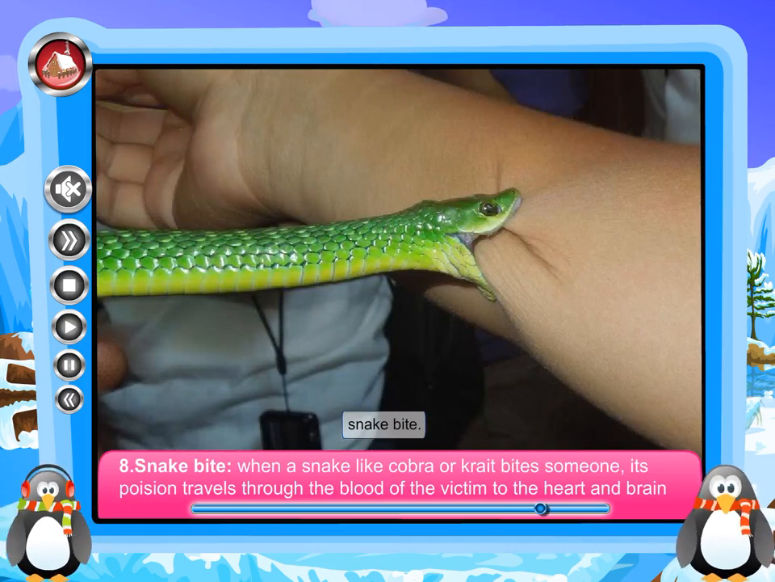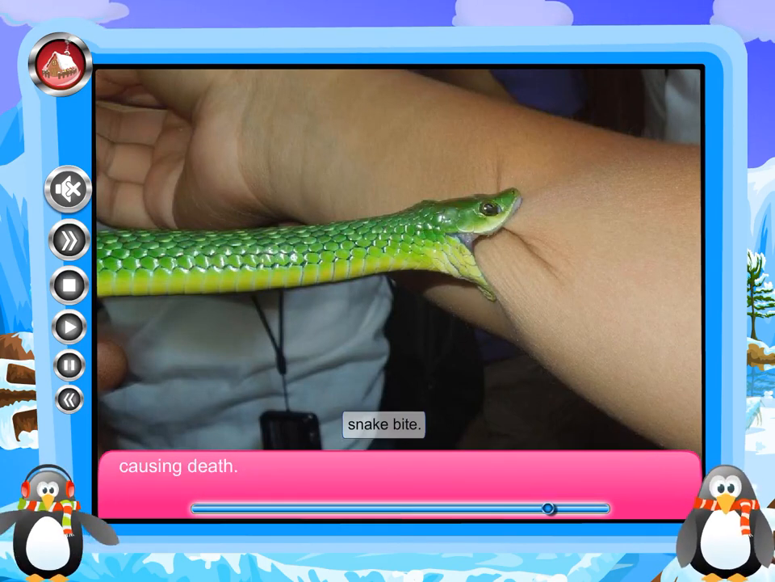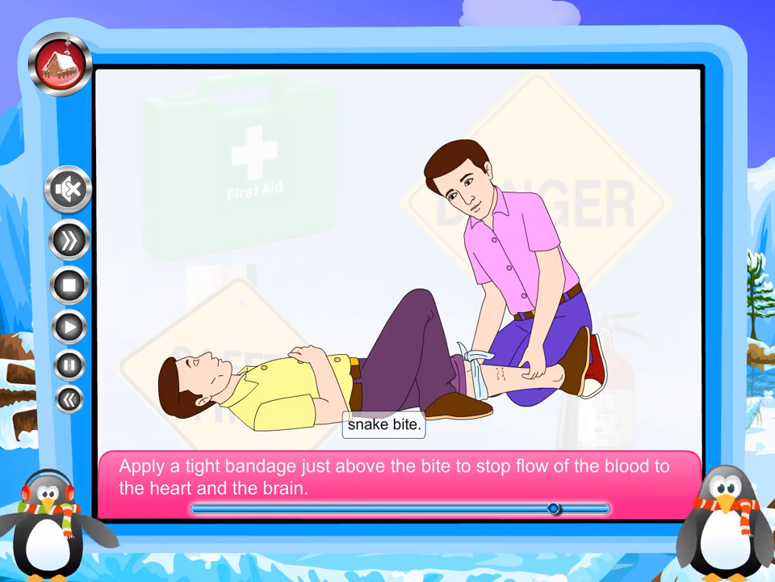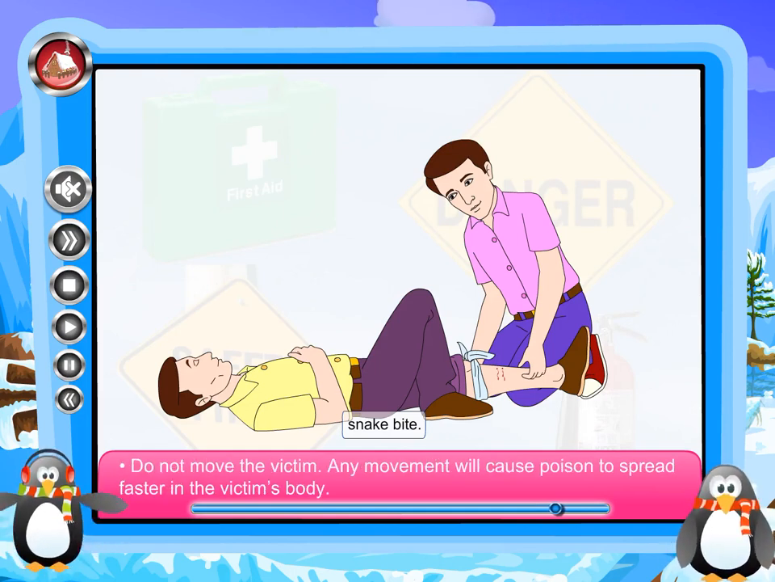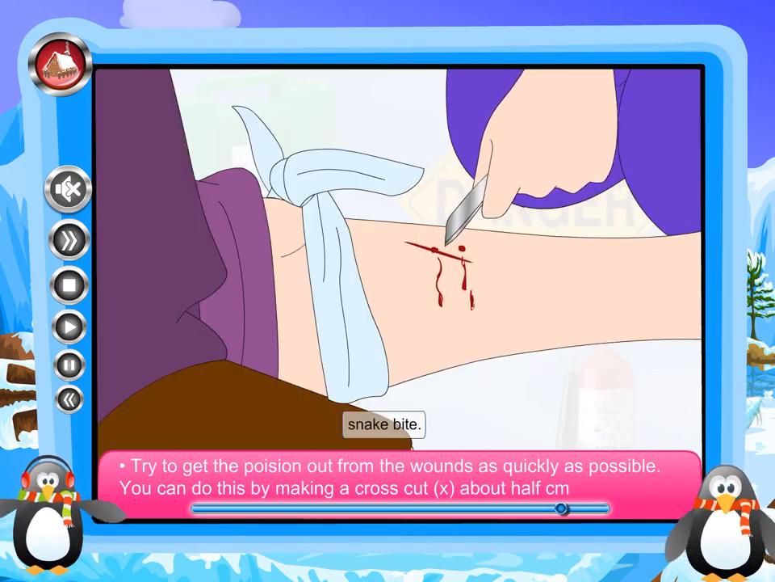Snake bite. When a snake like cobra or krait bites someone, its poison travels through the blood of the victim to the heart and brain, causing death. Apply a tight bandage just above the bite to stop flow of the blood to the heart and the brain. Do not move the victim. Any movement will cause poison to spread faster in the victim's body.